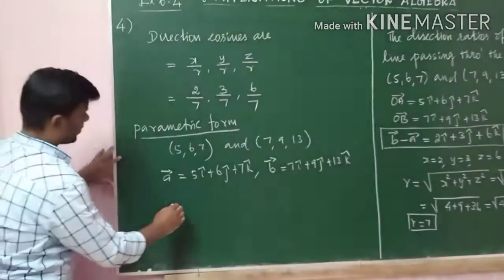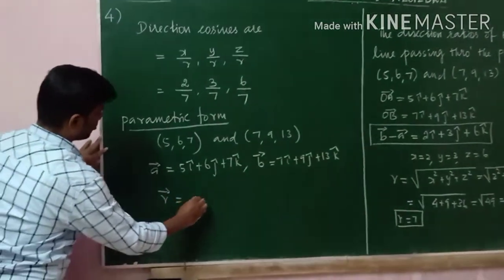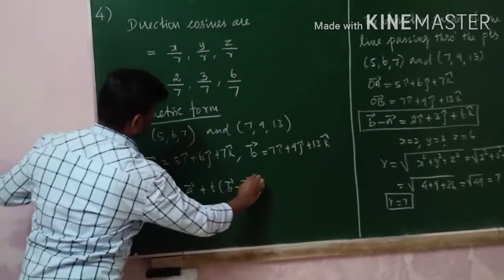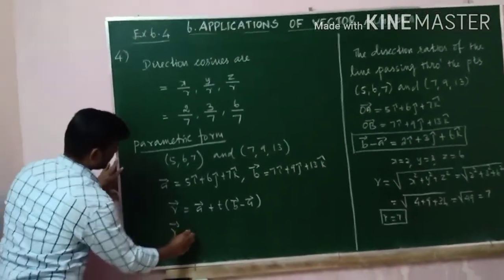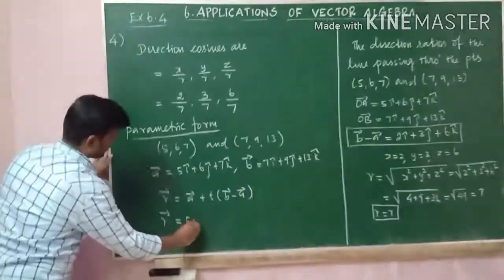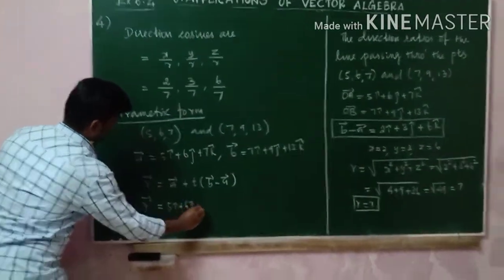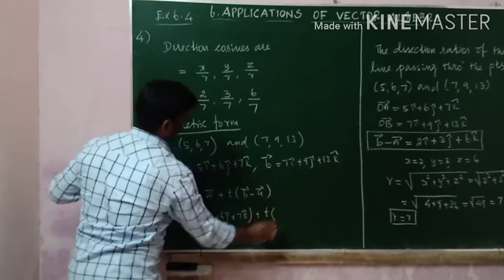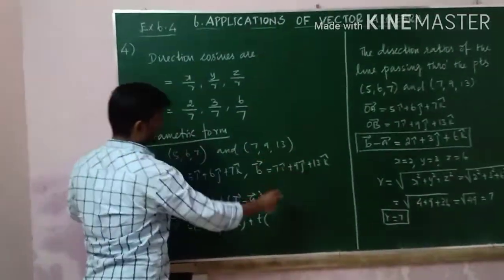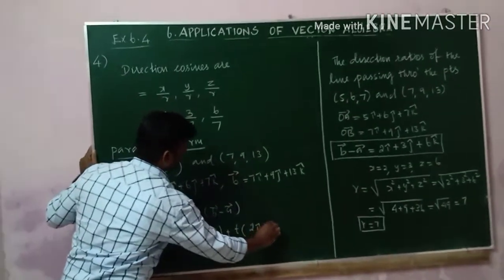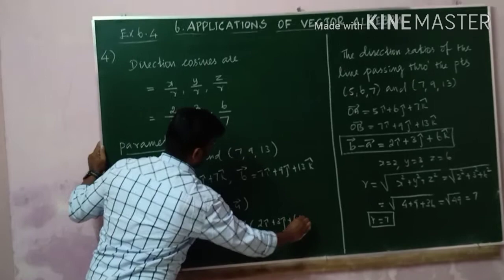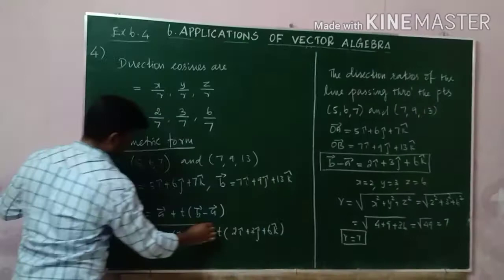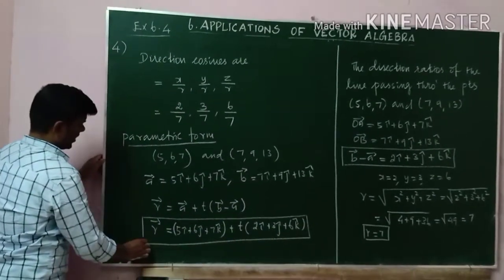So what is the parametric form? R vector is equal to A vector plus t times of B vector minus A vector. So R vector is equal to 5i cap plus 6j cap plus 7k cap plus t times of B vector minus A vector, which we have already found to be 2i cap plus 3j cap plus 6k cap. So this is the parametric form of the vector equation passing through the two given points.